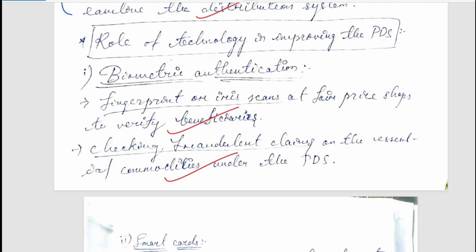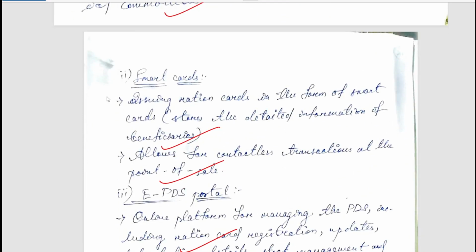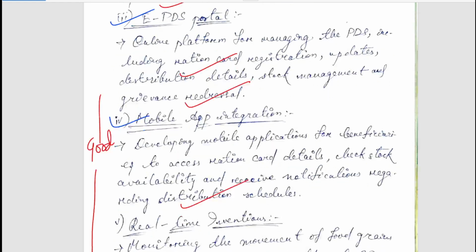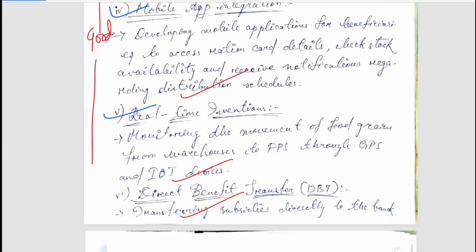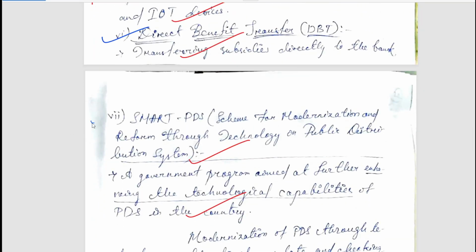Now, role of technology, obviously, it can help in authentication, identification of beneficiaries. Generally, you can say it will help in preparation of smart cards, EPDS portal. It will increase transparency and accountability in the PDS. We know there are a lot of corruption and leakage issues in PDS, so that will be solved. Mobile app integration, real-time inventories, DBT, direct benefit transfers, smart PDS. So all these things can be written in the answer, and I think it is well written.